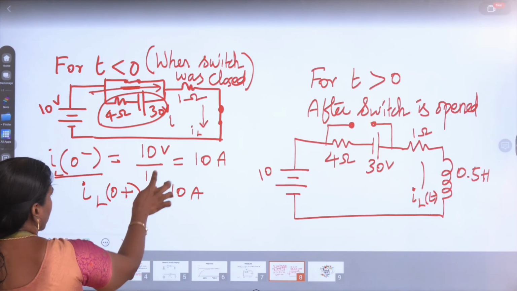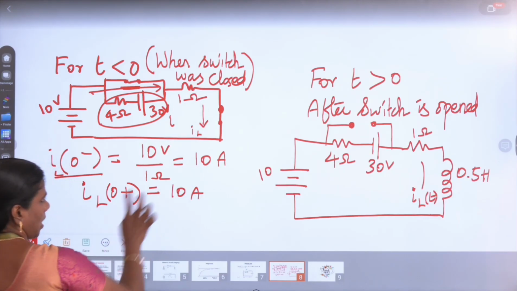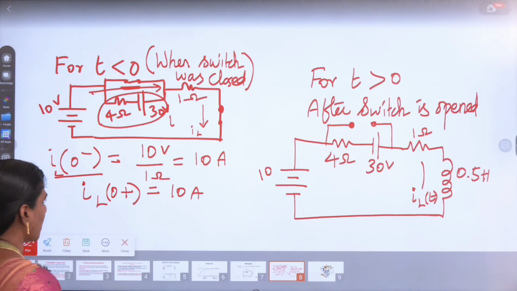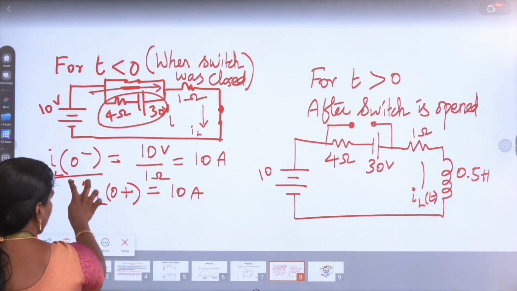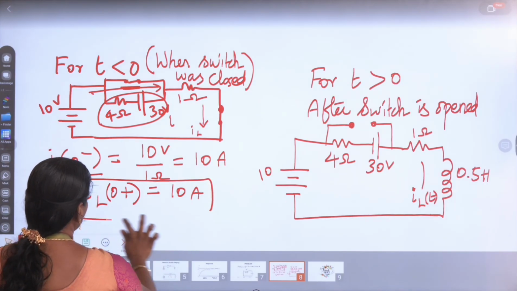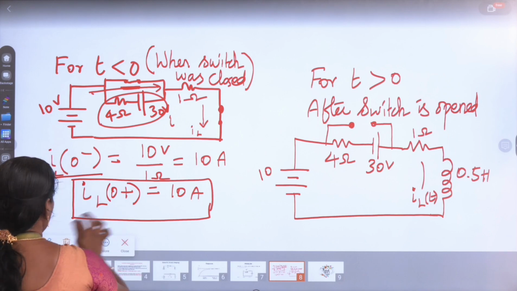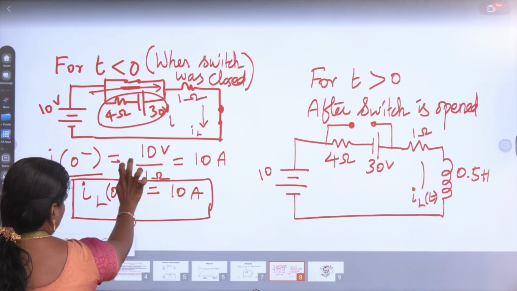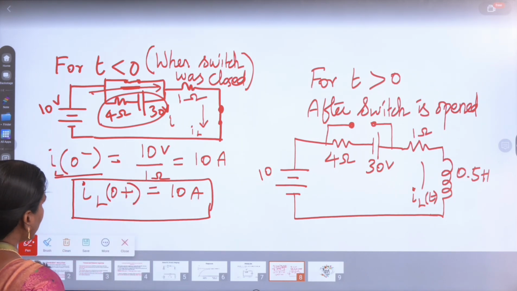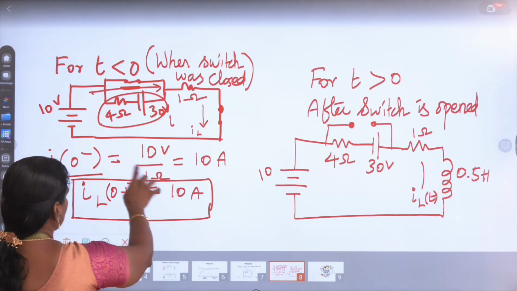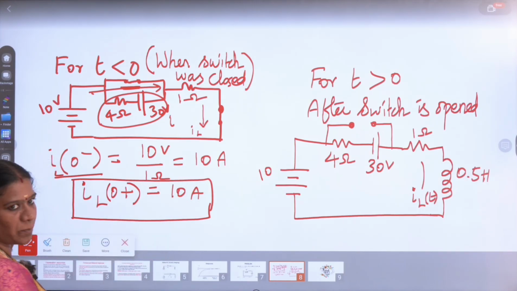So 10 volt divided by 1 ohm resistor will give you the current, that is nothing but 10 ampere. So here you can say IL of 0 plus will be equal to IL of 0 minus, which is equal to 10 ampere.